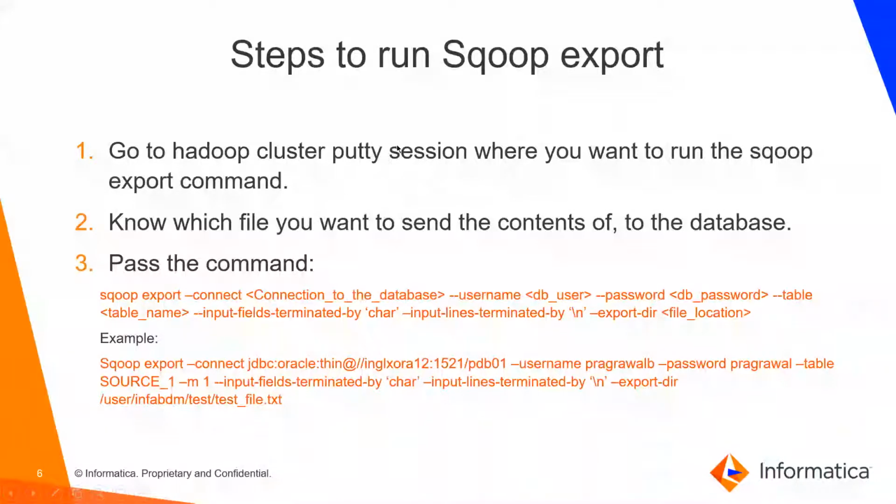And the same goes with export. We need to go to the Hadoop cluster where we want to run the Sqoop export command. Then we need to check which file we want to fetch the data from and put it to the database. And then we pass the command for Sqoop export. The Sqoop export command is somewhat the same as Sqoop import, but the difference is that there we were fetching the data out of some database table. Here we are giving the database connection to put the data from the export dir location to the database. And in between, we use input fields terminated by a char and input lines terminated by the newline character.